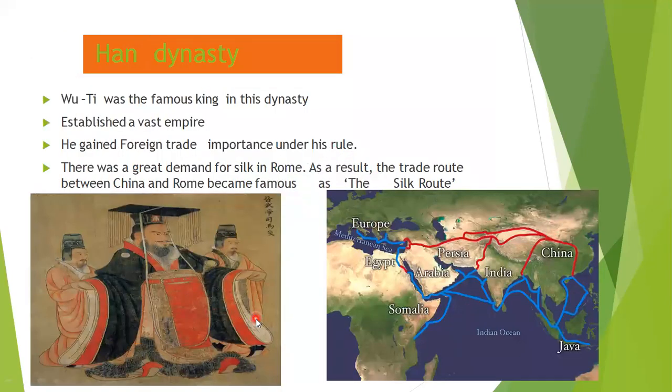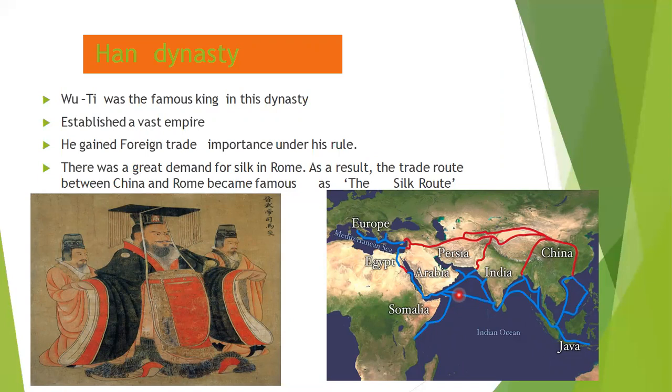And the Han Dynasty. After the Qin Dynasty, the Han Dynasty came to rule. Wu Ti was a famous king in this dynasty. He established the empire and gained foreign trade importance under his rule.